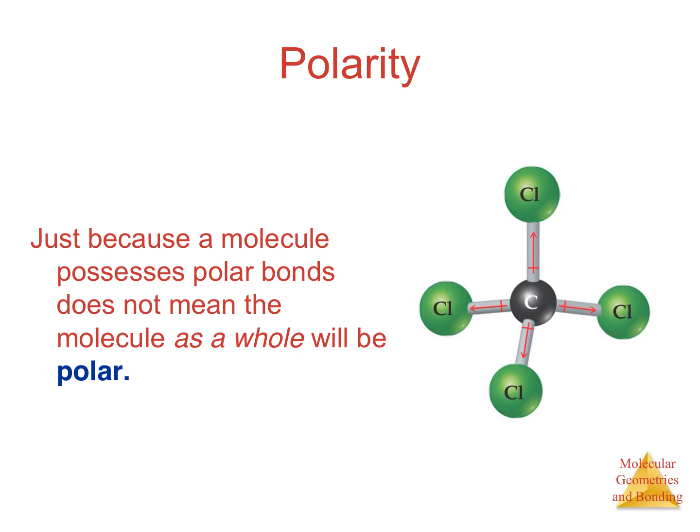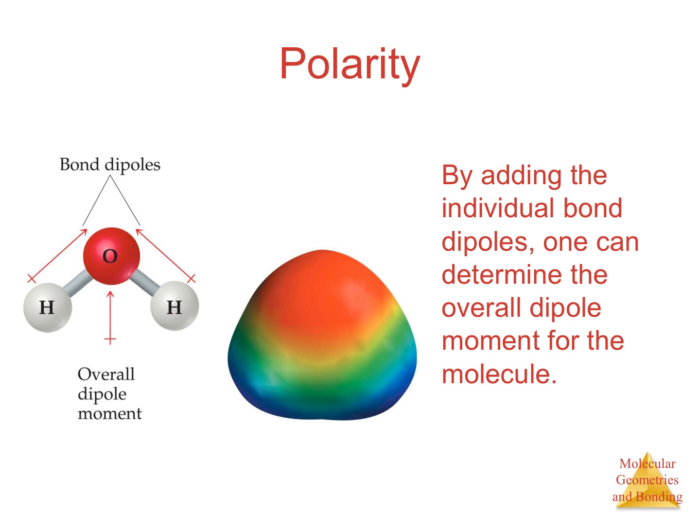So polarity. Just because a molecule possesses polar bonds does not mean that the molecule as a whole is polar. Carbon to chlorine are all polar. However, if they're all equally pulling on 4 different sides, the molecule as a whole is nonpolar. So there's a big difference between a polar bond and a polar molecule. By adding the individual bond dipoles, one can determine the overall dipole moment for a molecule.